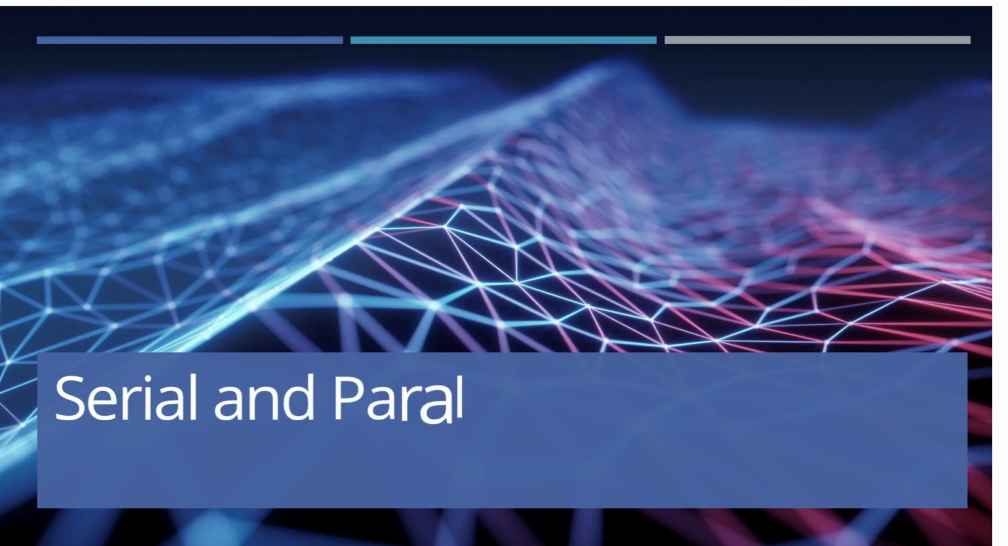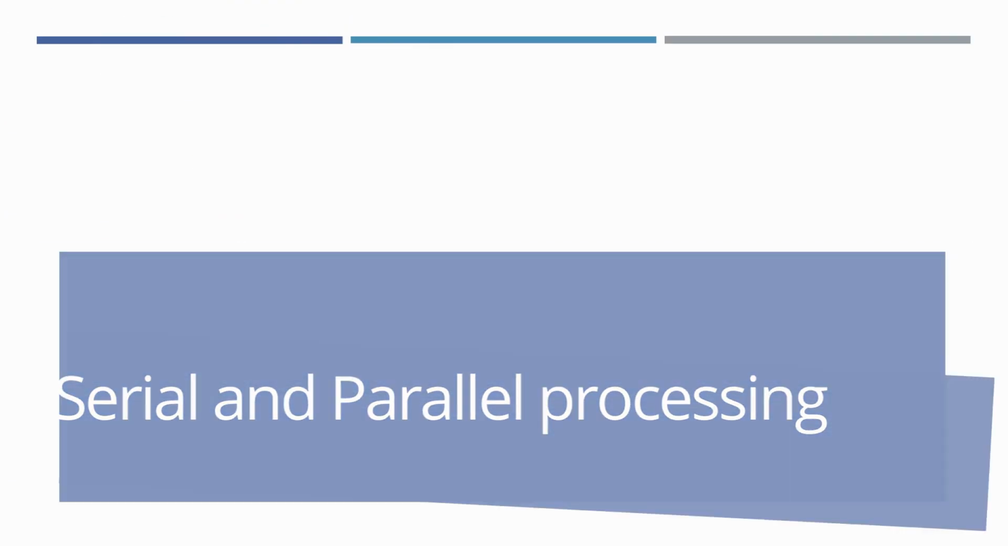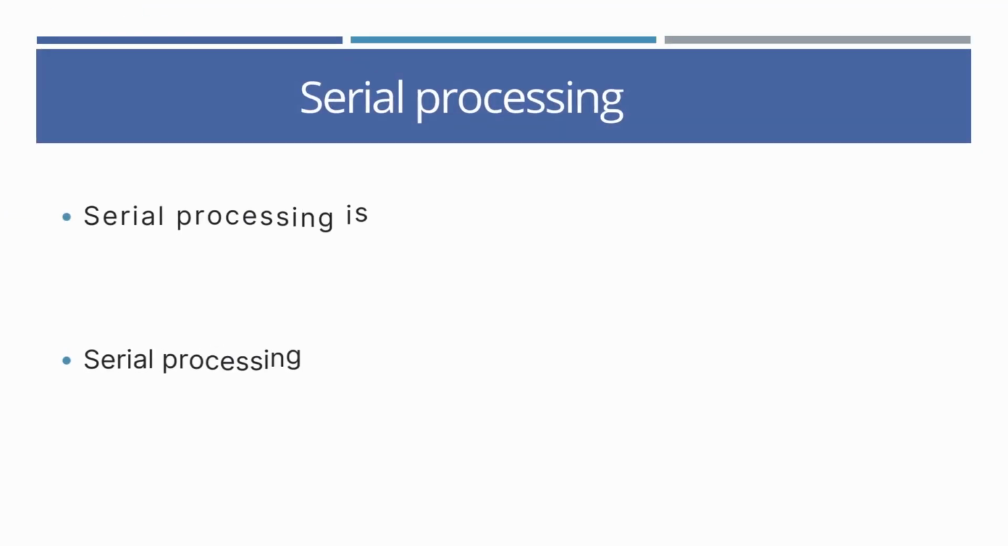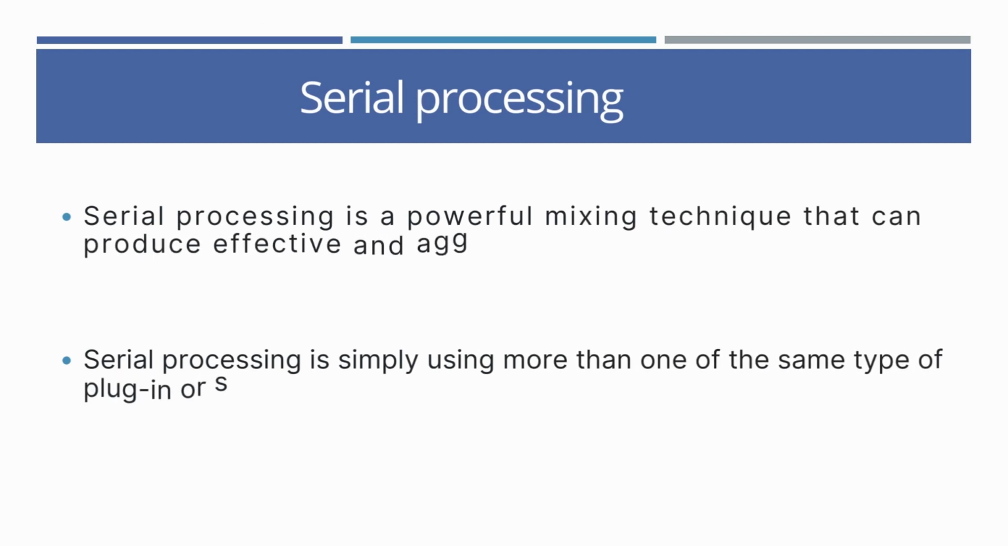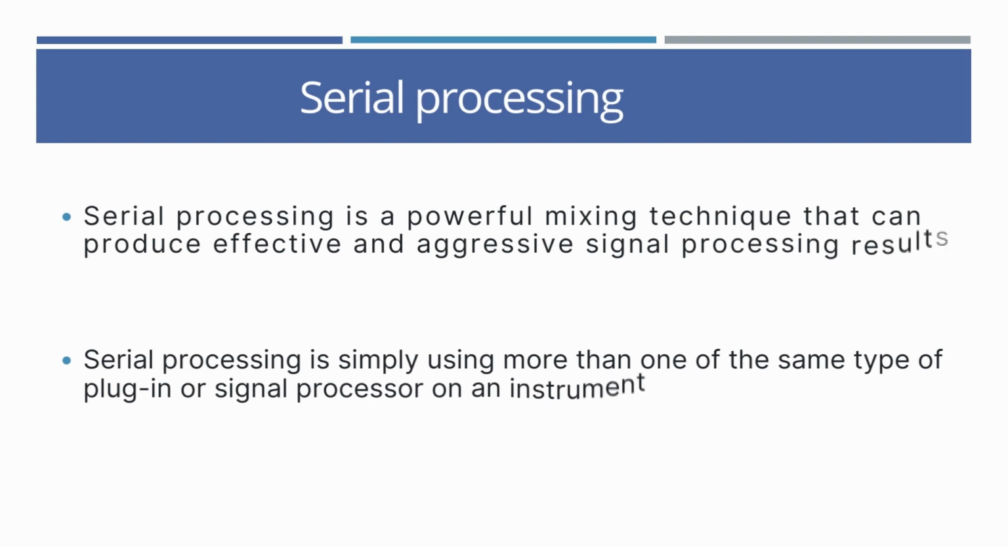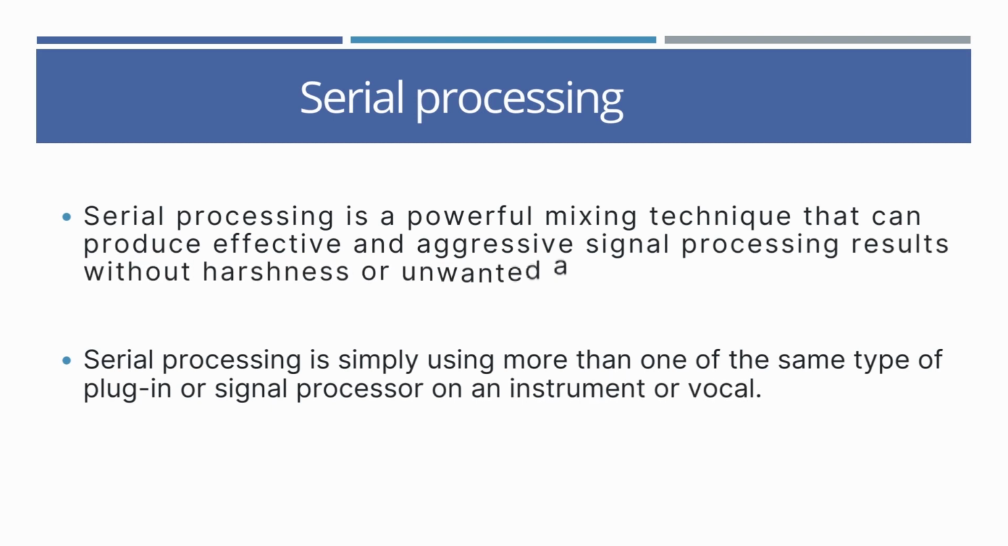So our topic is serial and parallel processing. Serial processing. Serial processing is a powerful mixing technique that can produce effective and aggressive signal processing results without harshness or unwanted artifacts. Serial processing is simply using more than one of the same type of plug-in or signal processor on an instrument or vocal.